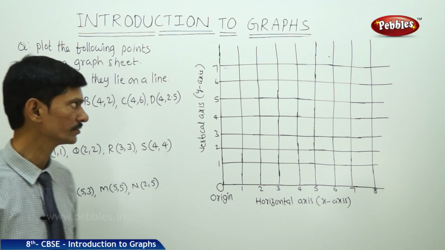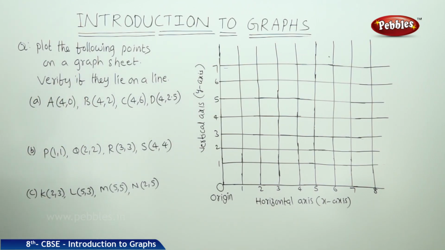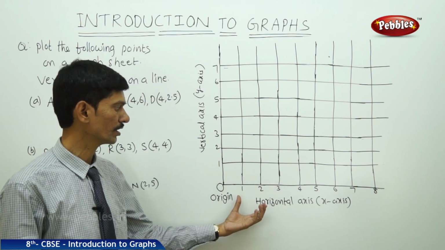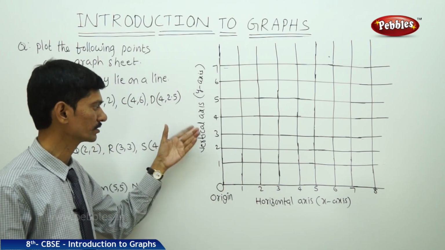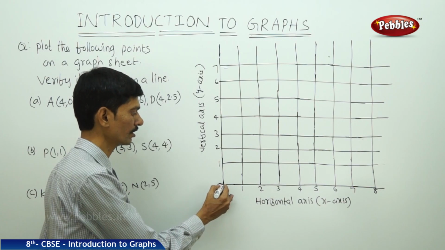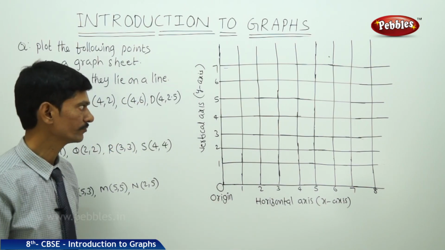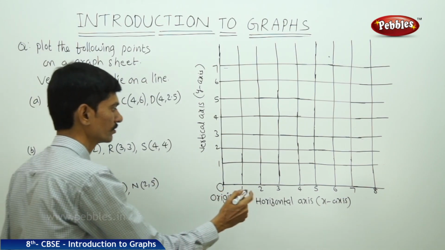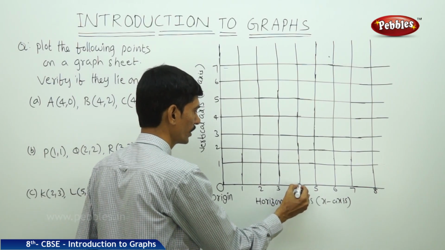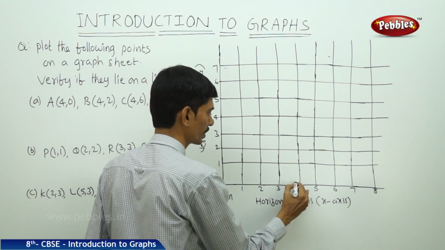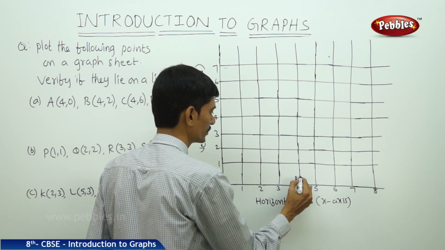Now let us solve some problems. The question is: plot the following points on a graph sheet and verify if they lie on a line. As you know, the horizontal line in the graph sheet is called the x-axis and the vertical line is called the y-axis, and the point of intersection of the x-axis and y-axis is called the origin, denoted by O. Now if you locate the points on the graph sheet, the first point is (4, 0). On the x-axis 4 and y-axis 0 means it lies on the x-axis. So that point is (4, 0).